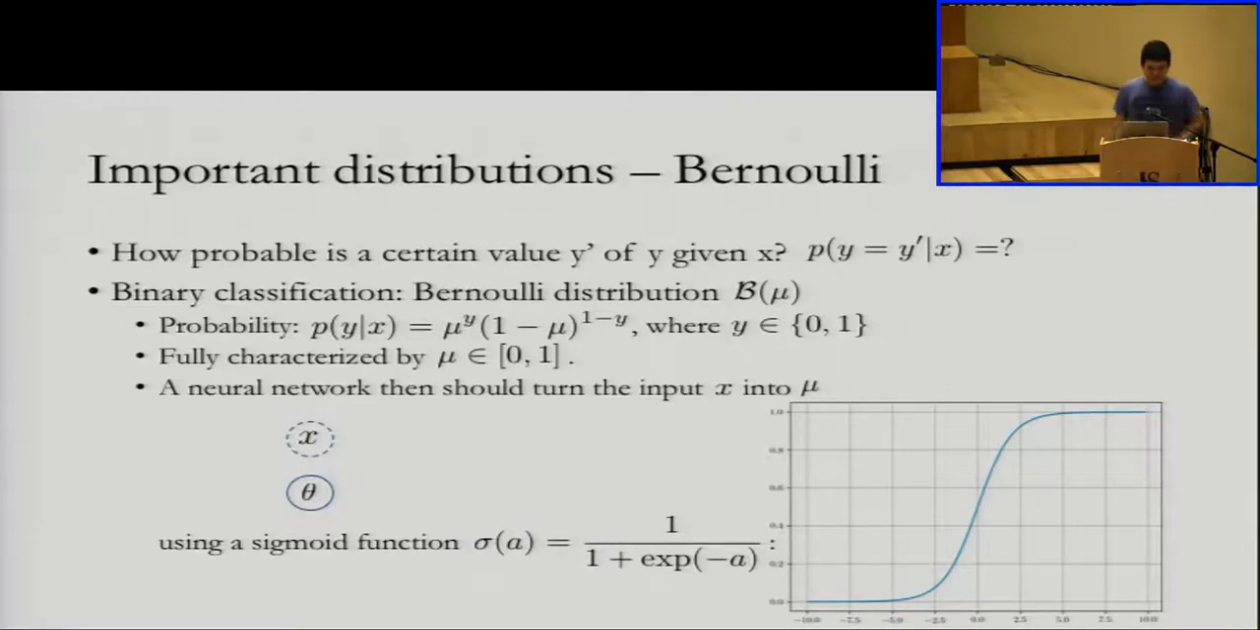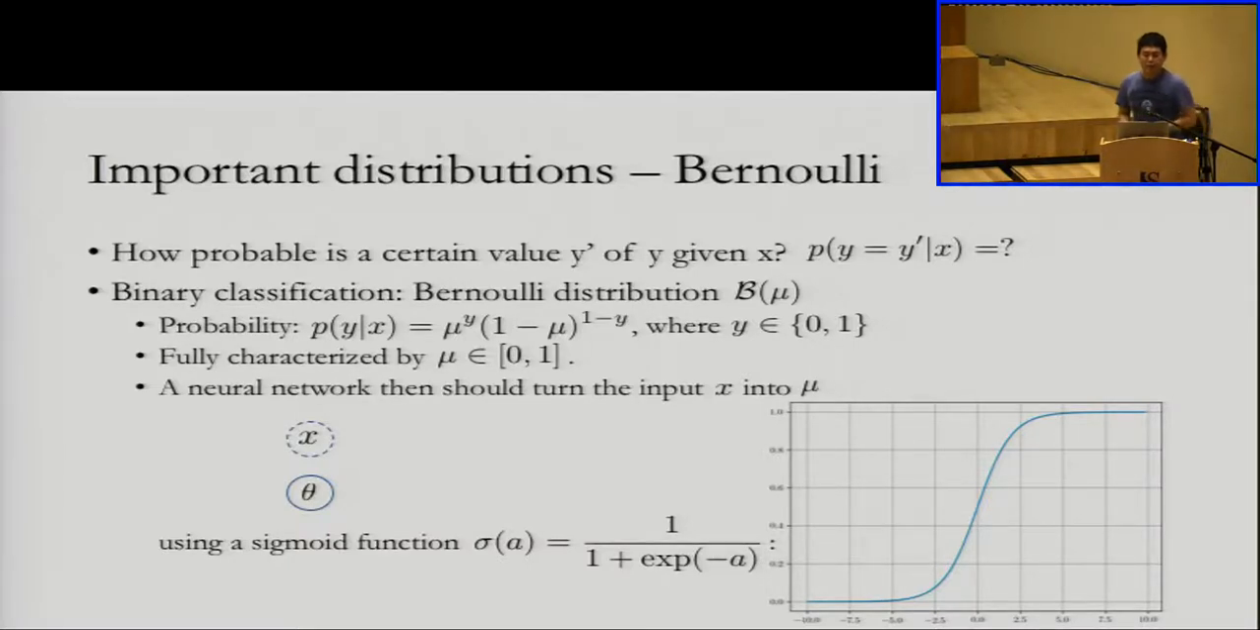Okay. So the most important distribution, I think, is the Bernoulli distribution. The Bernoulli random variable is defined to be binary. So it can take as a value either 0 or 1. And it tells you the probability of this random variable being 1. And that is the only parameter you need.